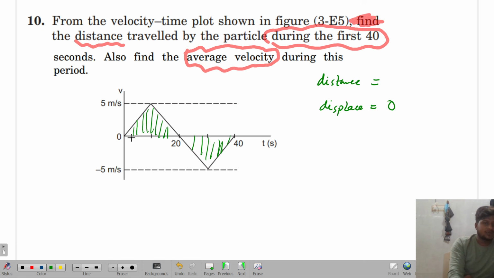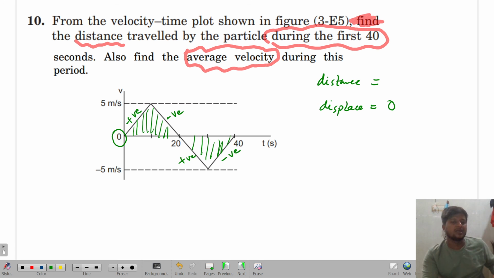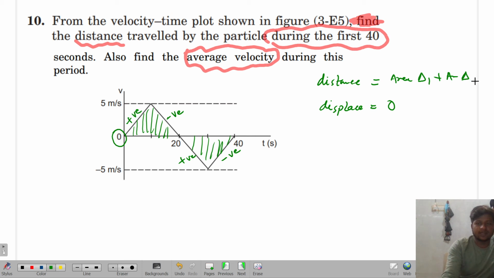Why? Try to understand here, velocity is increasing, then velocity is decreasing. Then again velocity is increasing, then velocity is decreasing. So that means the particle's velocity first increases from 0, displacement is positive here, negative here, again positive here, and again negative here. So the total displacement becomes 0. So the distance is going to be the area of equilateral triangle 1 plus the area of equilateral triangle 2.